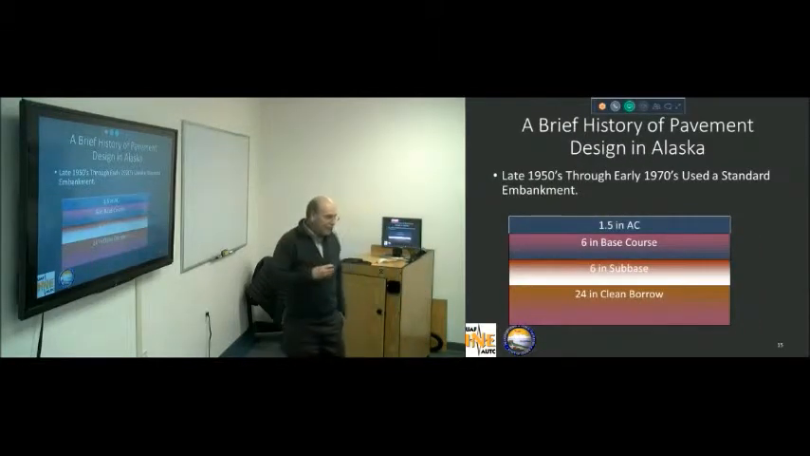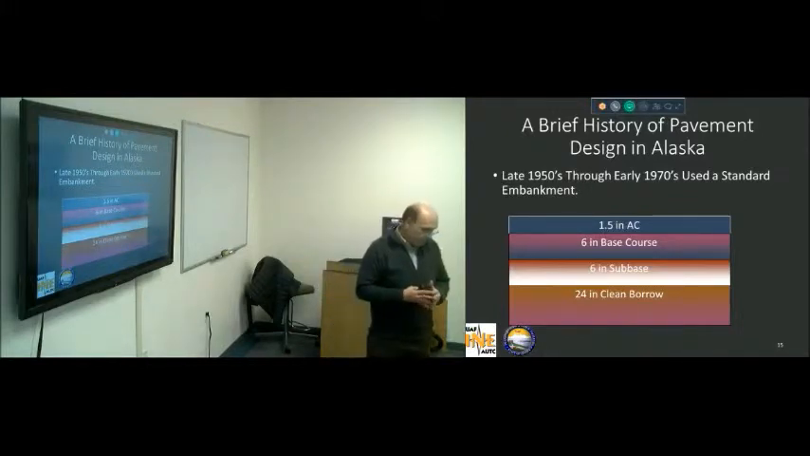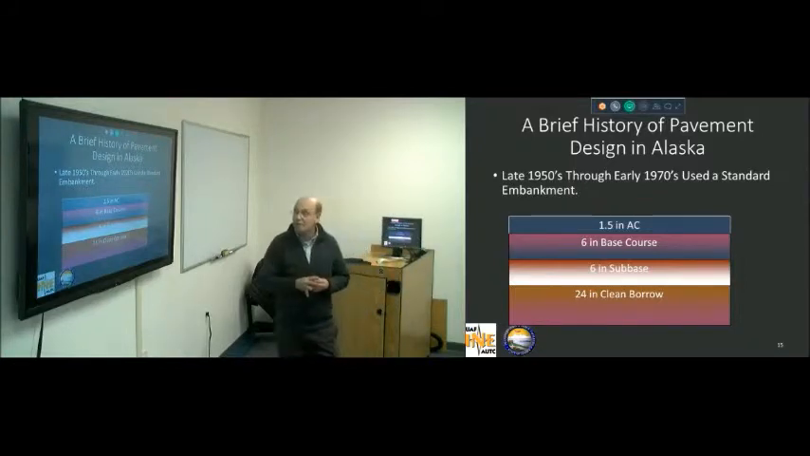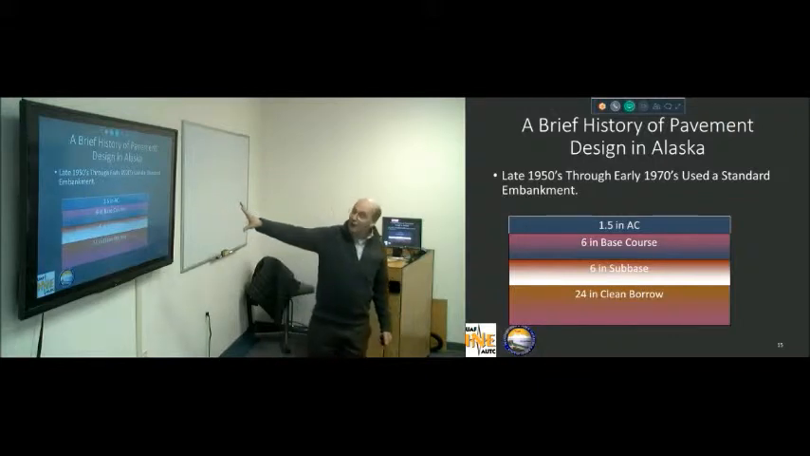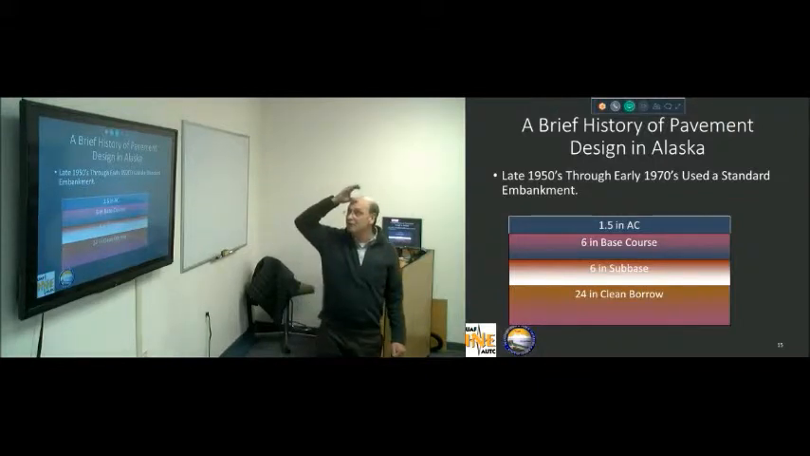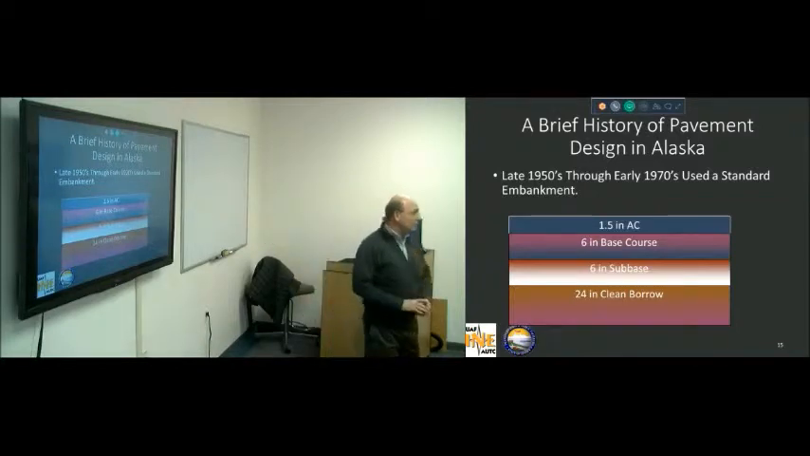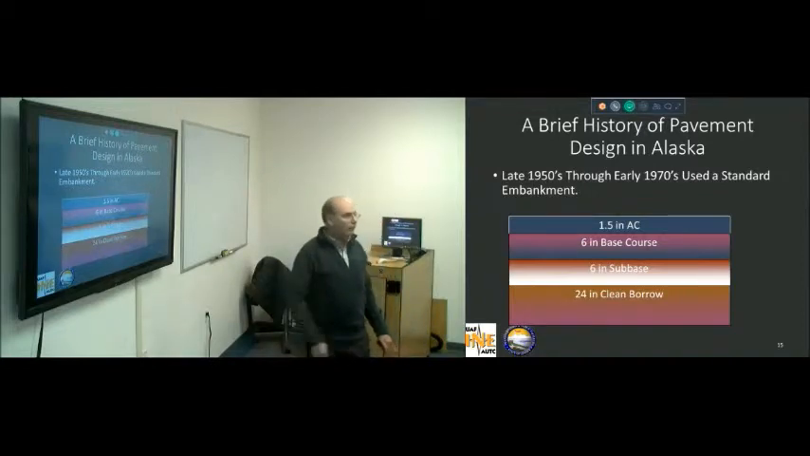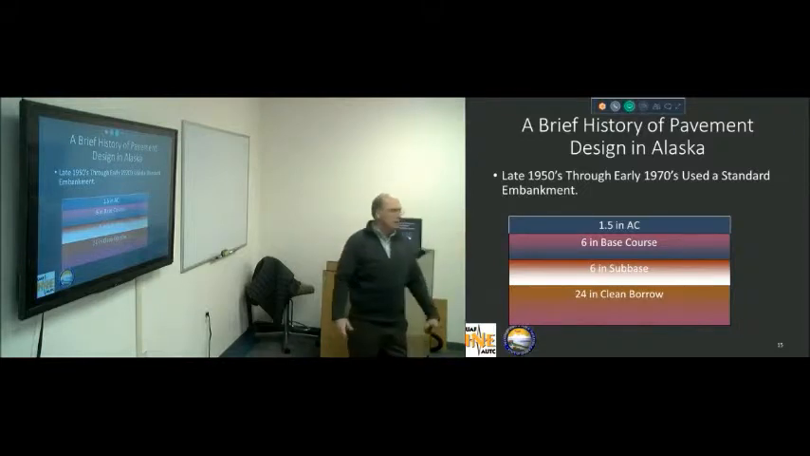Okay? So let's step back a little bit in time and look at the history of pavement in Alaska. In the early 1950s to the early 1970s, this was it. This was our design. And when I first came to work for DOT in 1969, this was our design: 1.5 inch pavement, over 6 inches of base, over 6 inches of sub-base, over 24 inches of borrow, and we didn't really care after that. At least we understood at some depth it really didn't make much difference anymore as long as it could handle the weight.